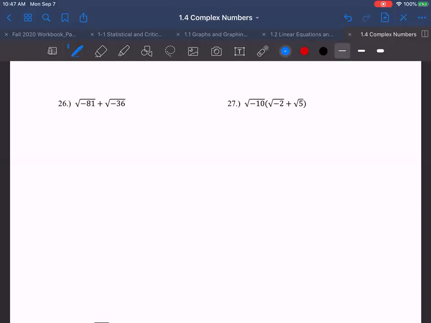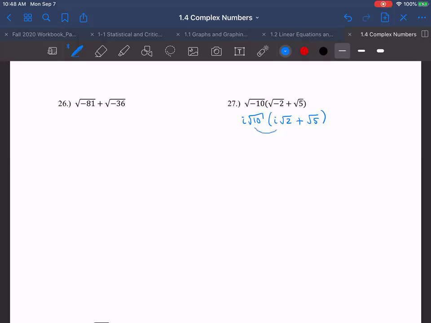All right, so let's try number 27. What we need to do here is, again, first make sure that we don't have any square roots of negative numbers, because those are undefined. So I'm going to rewrite this as i times the square root of 10, and this one as i times the quantity square root of 2 plus the square root of 5. Now it's just a matter of multiplying everything together.